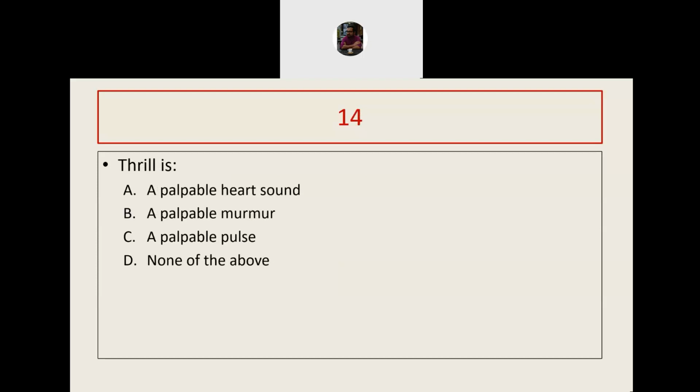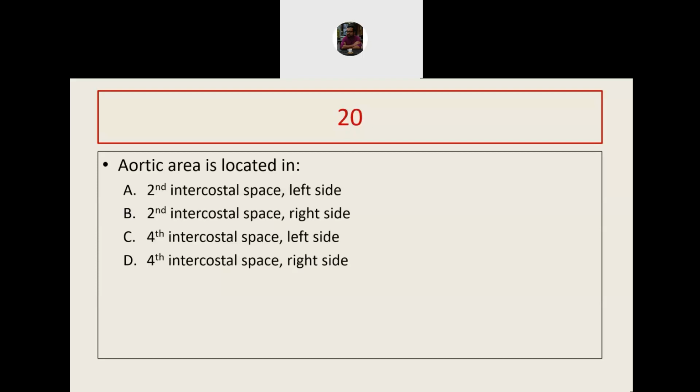Thrill is. Yes, thrill is a palpable murmur. Aortic area is located in. Very good. The second intercostal space on the right side.